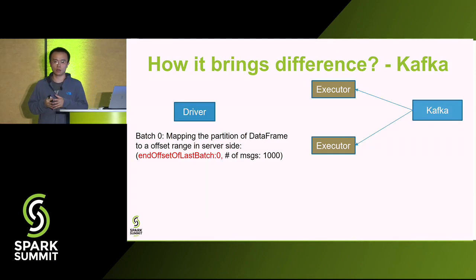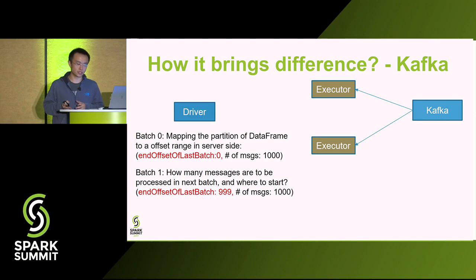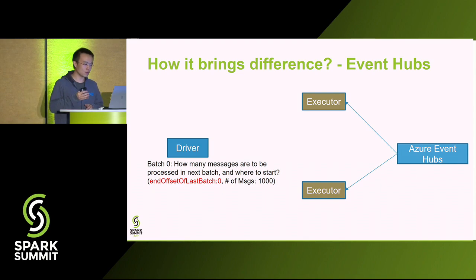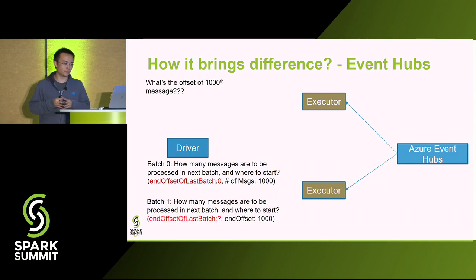Suppose we are using Kafka in our streaming pipeline. In the first batch, we start from 0, and we want to process 1,000 messages. After we finish batch 0, we come to the next batch, and we start from 999 and process another 1,000. Everything looks very straightforward. How about if we use EventHubs? In the first batch, it looks very similar. We start from 0, and then we process 1,000 messages. Then when we come to the next batch, we have to fill the value for the end offset of the last batch. The last batch is batch 0.